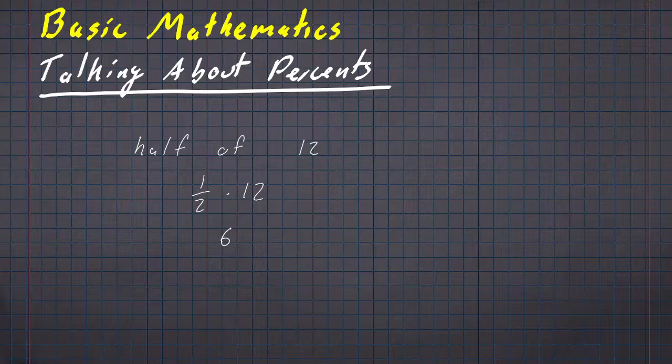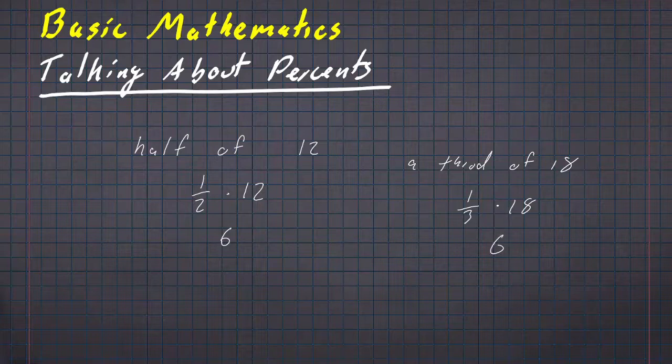The language of percents is really centered around the word "of" as a meaning of multiplication. Right? Half of 12 literally translates to 1/2 times 12, which is 6. Or a third of 18 is 1/3 times 18, which is, again, 6. I happen to really like 6 today. That's the language we are going to be using when we talk about percents.